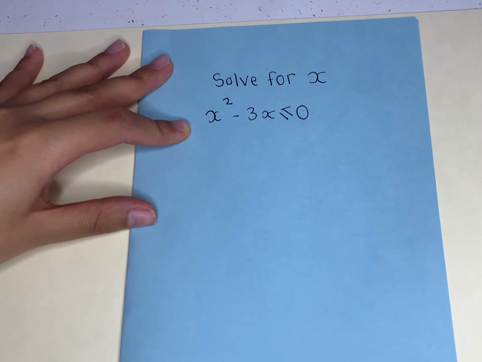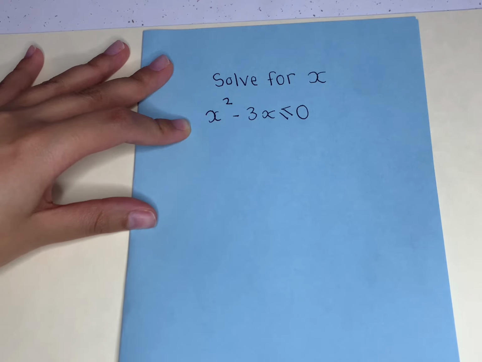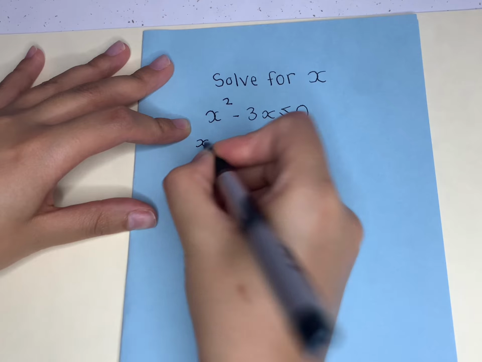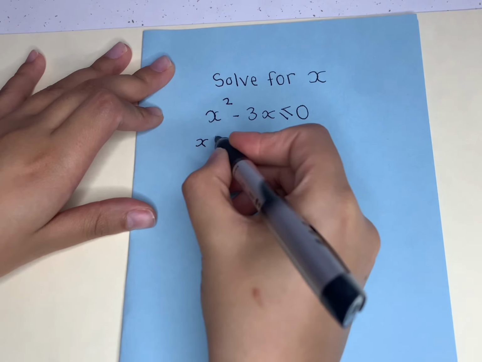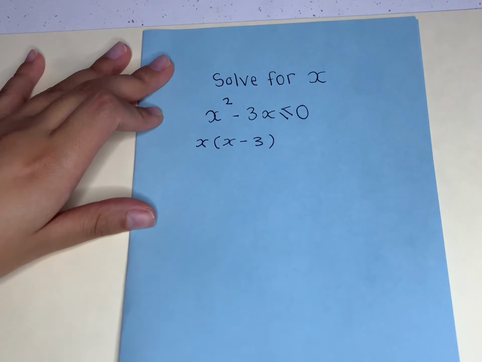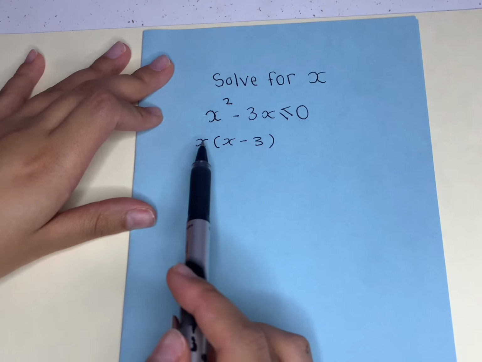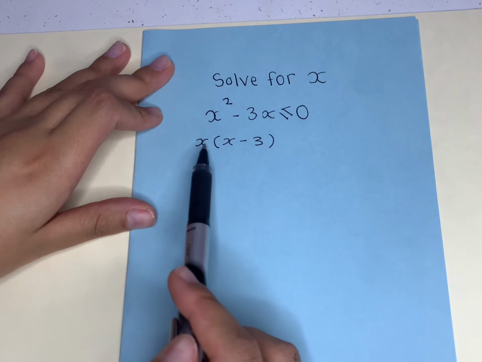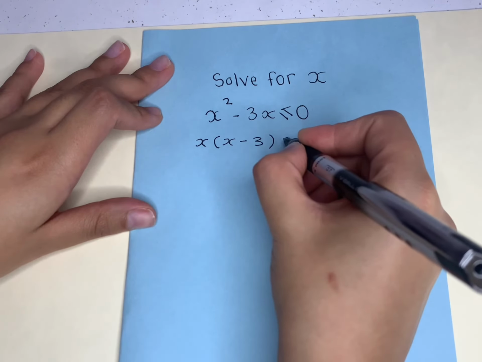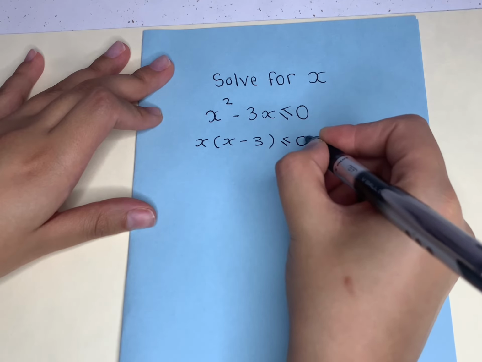So to start off, let's take out the common factor of x on the left hand side. If we take out x from both of these terms, in term 1 we have x and in term 2 there's 3. And you can test it by distributing it back out. x times x is x to the power of 2, x times negative 3 is negative 3x. And this expression is less than or equal to 0.